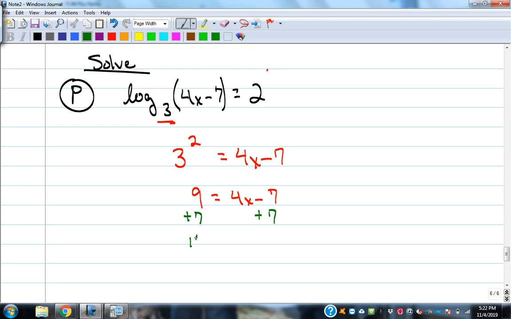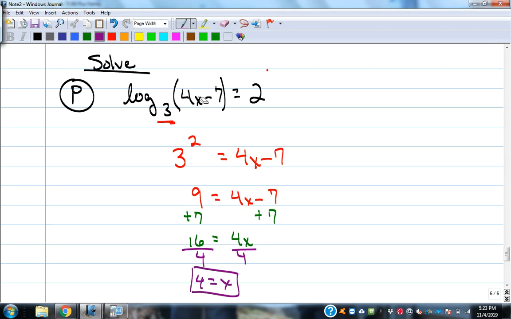That'd be 16, 4x divided by 4. X is equal to 4. Now, here's where it gets to the checking. I said earlier, you need to get in the habit of checking in that section, because when we throw in the logarithms, it's very important. What we've got to do now is check that solution to make sure that we're not taking the logarithm of a 0 or a negative number.